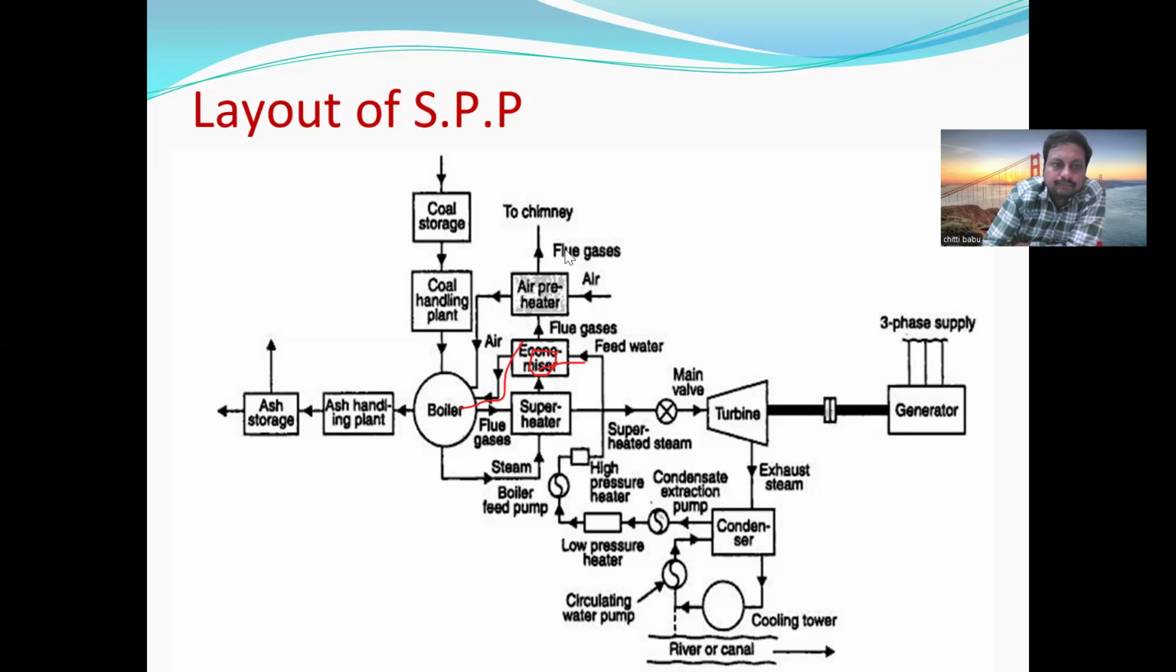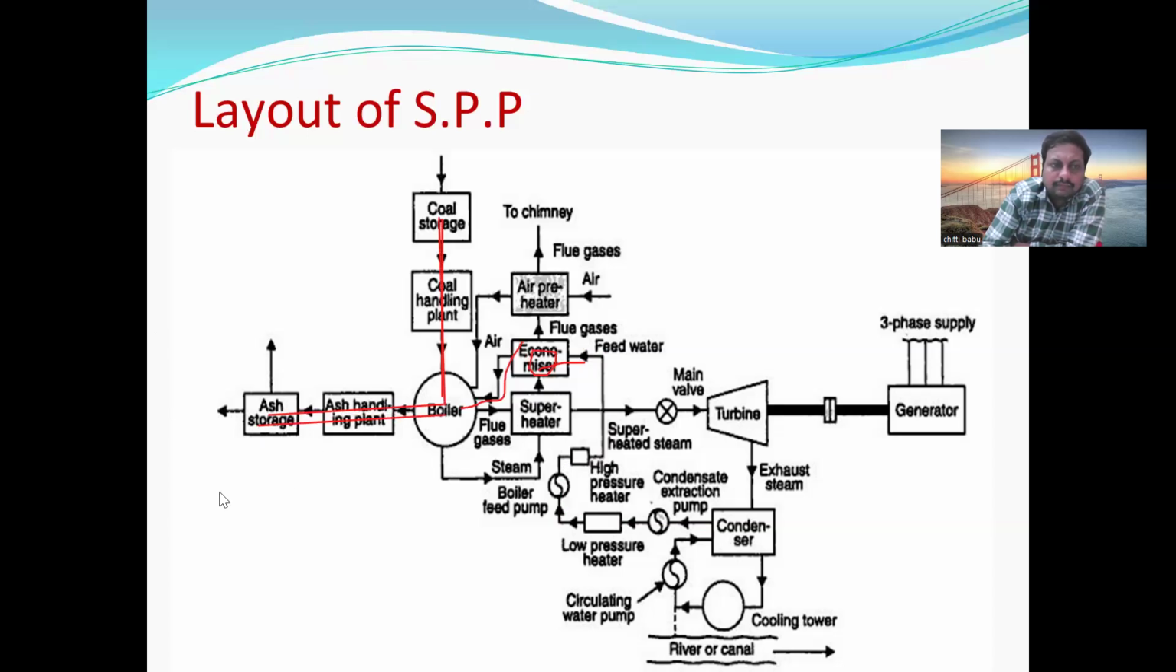The first one is the coal and ash circuit. Coal will be supplied to the boiler, and after combustion, ash will be produced. That ash we need to remove from the boiler. It is very difficult, but we need to remove it at any cost. So ash handling equipment also will be there.